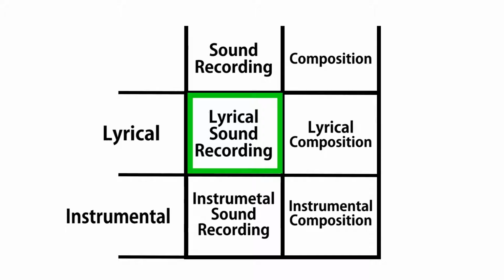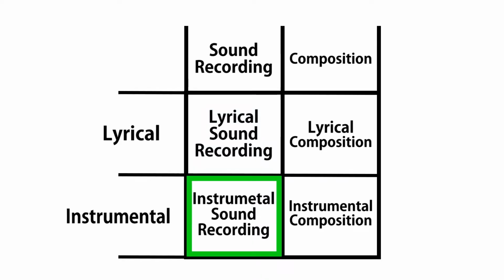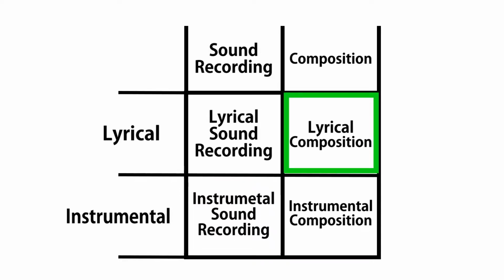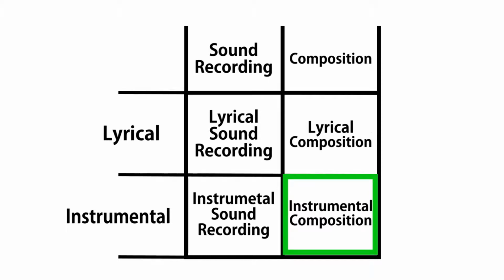Here's a quick review of the last video in which we broke down the 4 categories of song ownership. 1. Lyrical sound recording. 2. Instrumental sound recording. 3. Lyrical composition. And 4. Instrumental composition. In this video, we're going to focus on the top half of the chart and what these things mean for vocalists, lyricists, and songwriters.